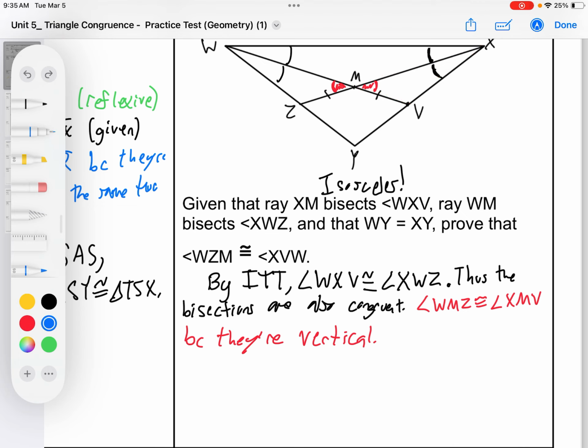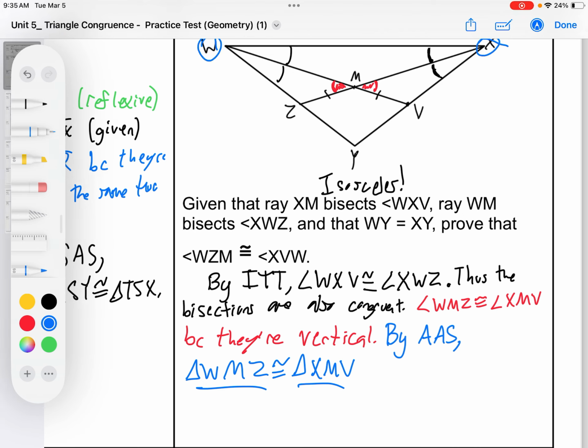So, by angle, angle, side, AAS, that means triangle WMZ is congruent to triangle XMV. Make sure you put these in the same order. So it's like W matches with X, M matches with itself, and Z matches with V. Make sure that they match in that way. It can be in a different order, but they have to match on either side.